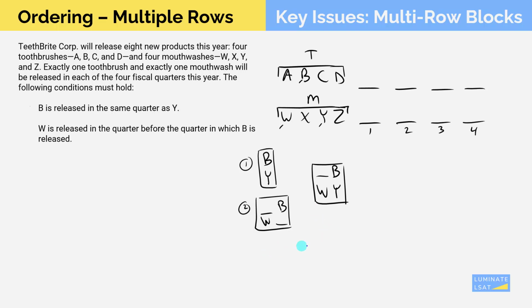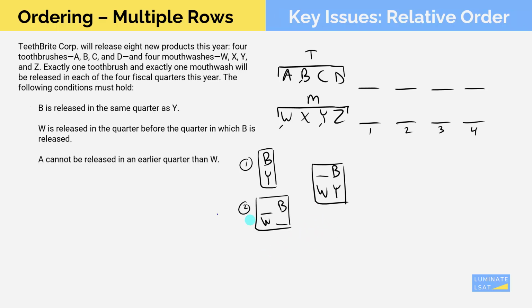Now let's turn to the issue of relative order, and I've added a new rule here. This rule says that A cannot be released in an earlier quarter than W. Now you want to be careful not to think that this automatically means that A has to come after or later than W. And that's because A is a toothbrush and W is a mouthwash and they're on different rows. If they were part of the same category, then yeah, saying that it can't be released earlier than W in this game would mean that it has to come after W.